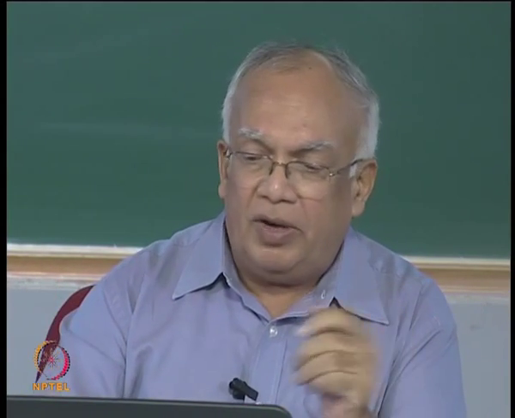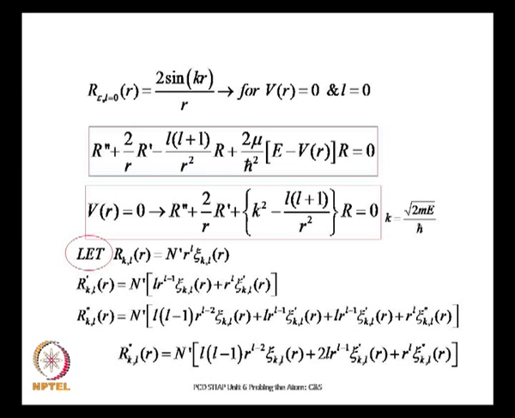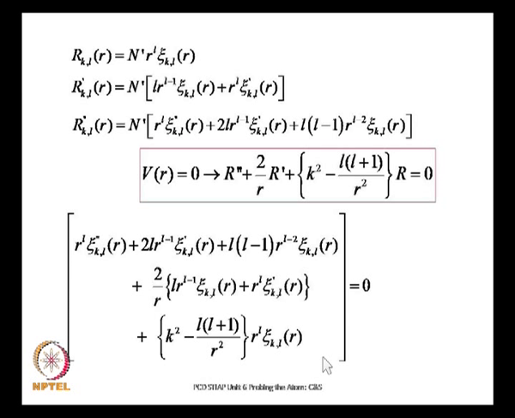After you cancel out the common terms, you can simplify and combine various terms. There are two terms of this kind which combine over here to give this L r to the power L minus 1 xi prime with a factor of 2. So that is just a matter of simple substitution, and the differential equation that xi must satisfy is this, okay.